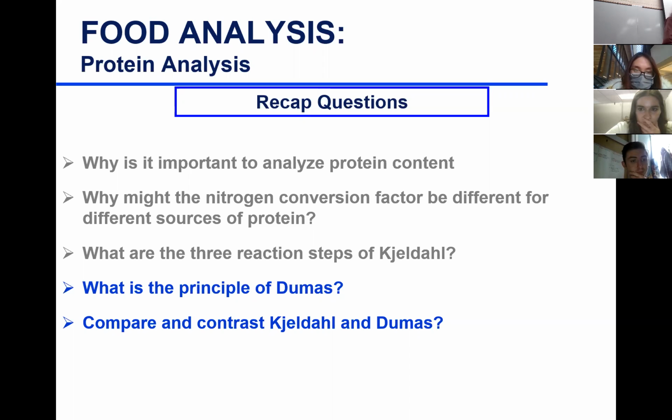Both are based on nitrogen analysis. So we're analyzing nitrogen content and converting that to protein. Both are very precise and most of the time accurate. And they're both official methods of analysis. Okay. So you can review the slide of comparison. There is one in here somewhere.